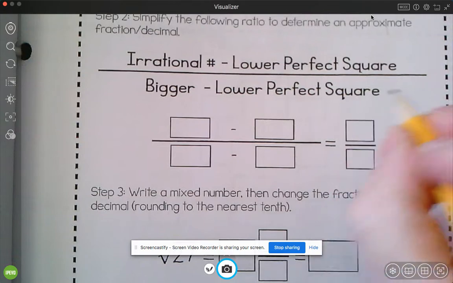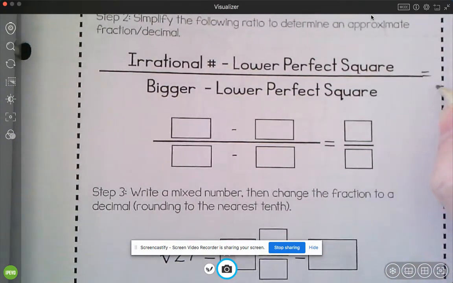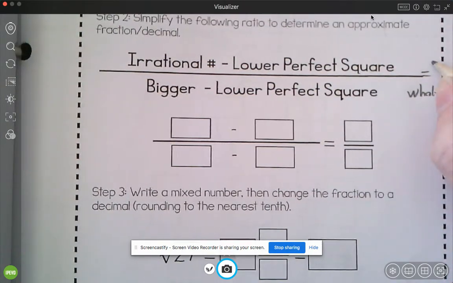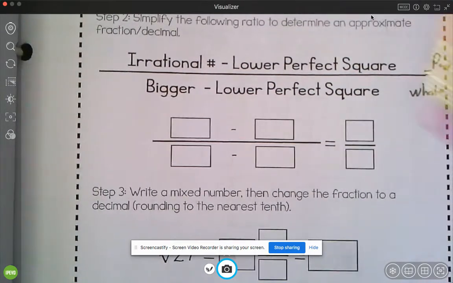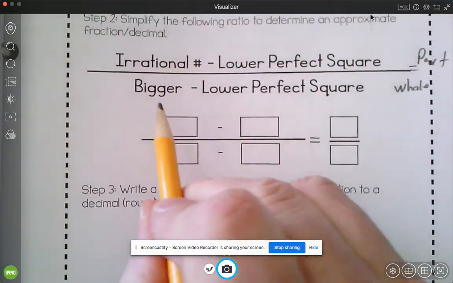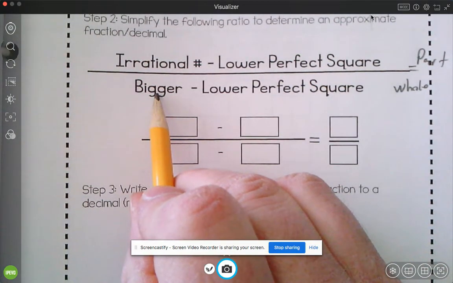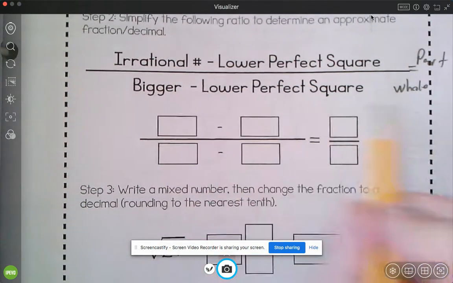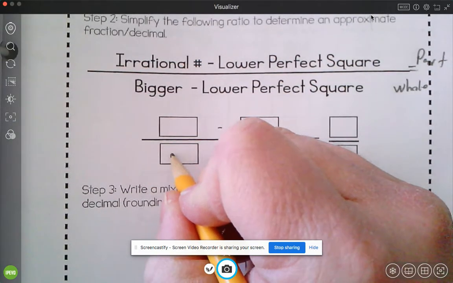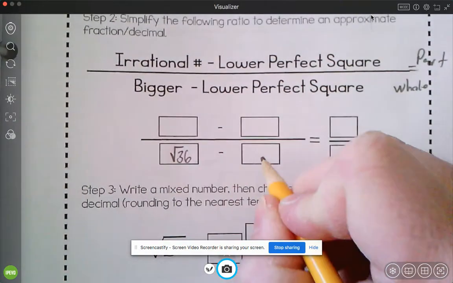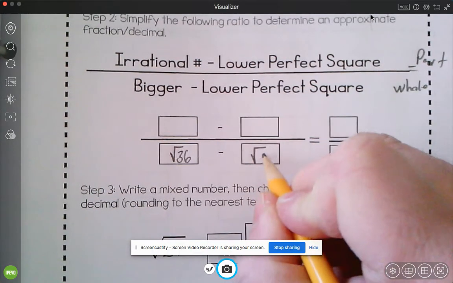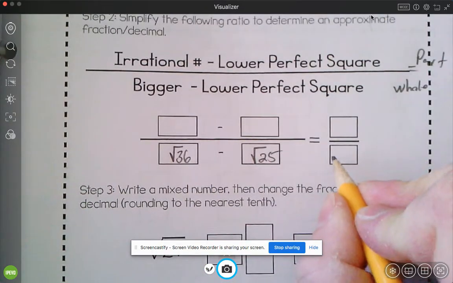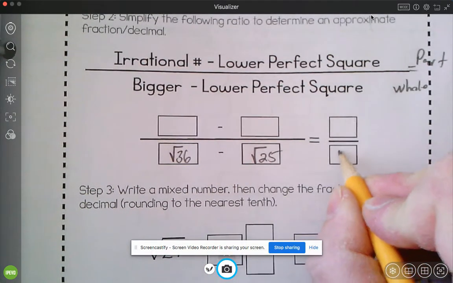So if you think of a fraction, the bottom is your whole and the top is your part, okay? So at the bottom, you want to find the difference between the bigger and the lower perfect square. That's your entire distance. So the square root of 36 minus the square root of 25 is how many square roots away? The whole distance away is 11 square roots.